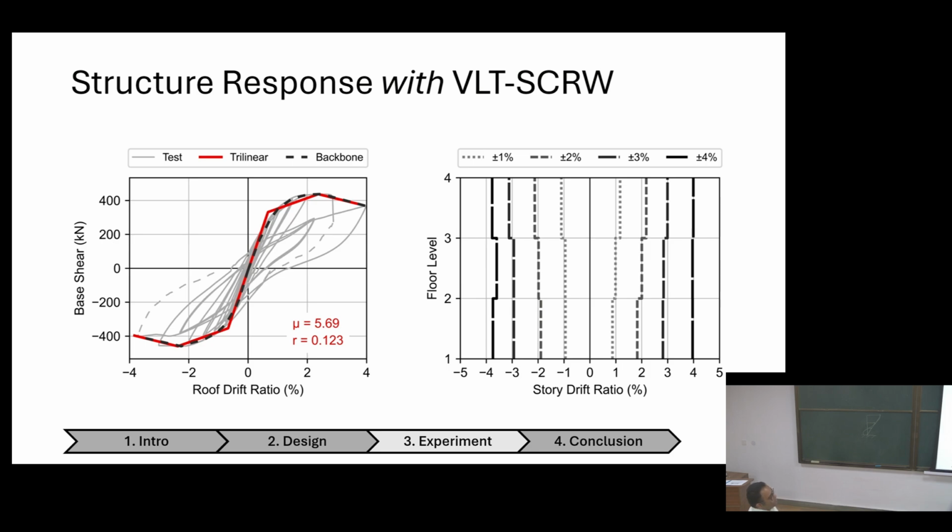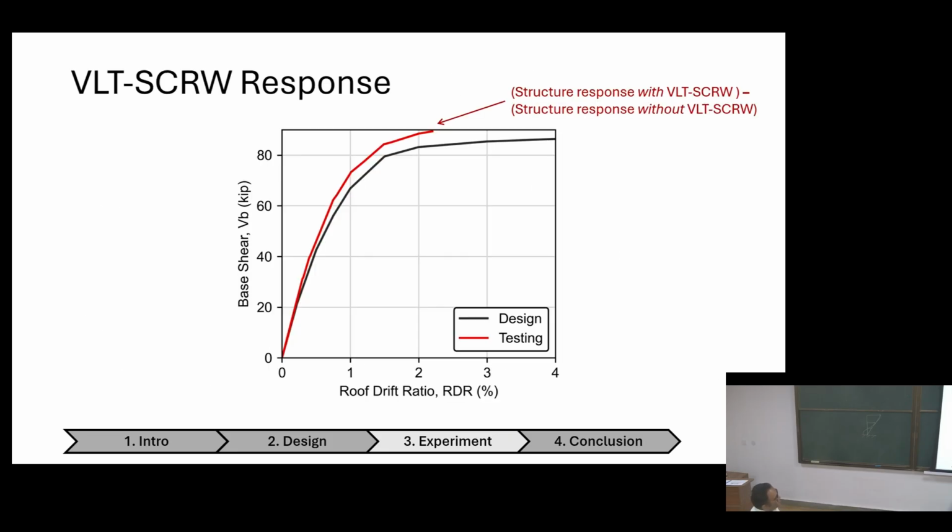Again, story drift ratio versus floor level charts. I'll not bore you with a lot of data, but this is what it is. This is our design curve versus our performance curve. So our performance curve is a little bit higher than the design curve, and this is with our shear walls in there.